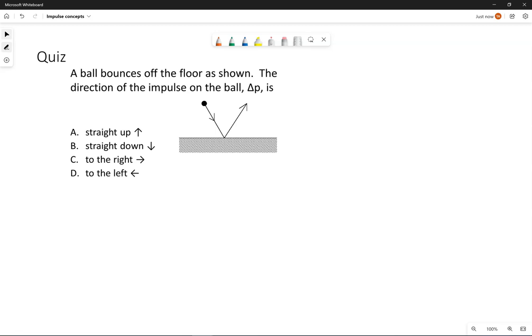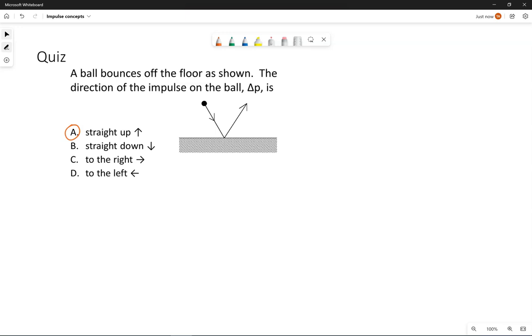Let's go through a few conceptual questions relating to impulse and momentum. So go ahead and read through this and determine what you think your answer is. The correct answer is A.